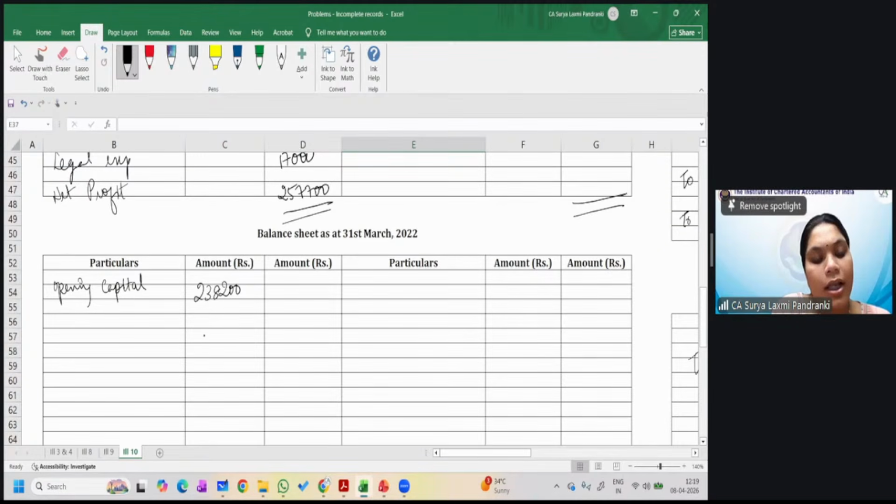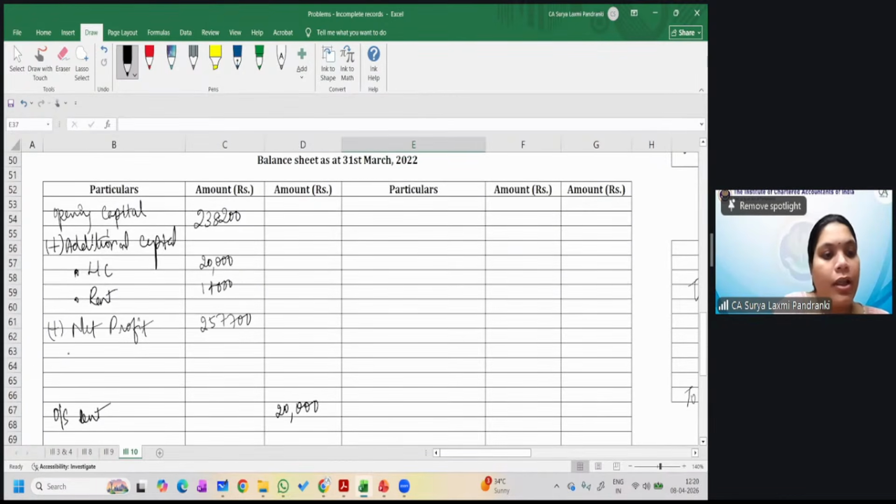Yes, ma'am. LIC was how much? 20,000. And rent is how much? 14,000. Okay. Then you add net profit. Net profit is coming from your P&L statement, 257,700. And then you have to do less drawings. How much is the drawings? 16,800.